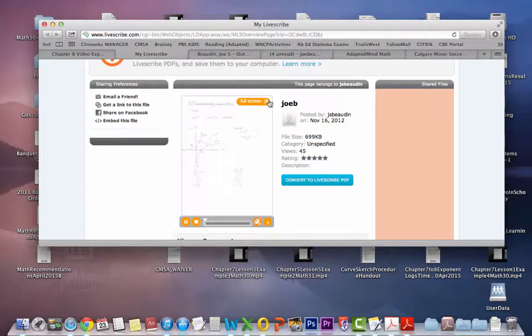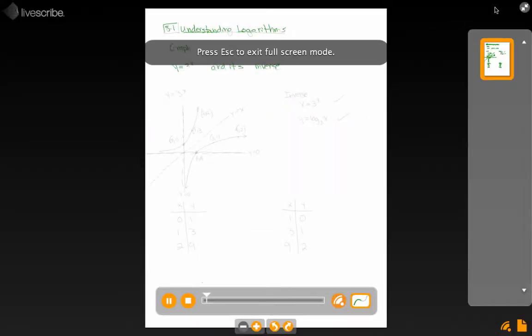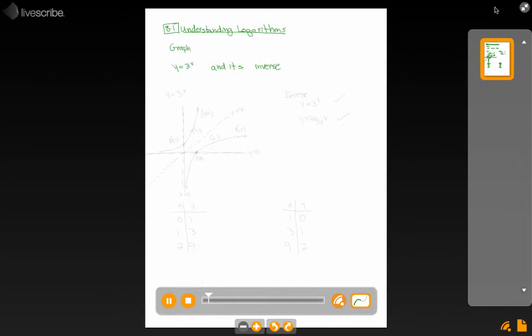This example comes out of section 8.1, understanding. So in this example, we're asked to graph y equals 3 to the x and its inverse. So y equals 3 to the x, hopefully is a review from the last chapter.